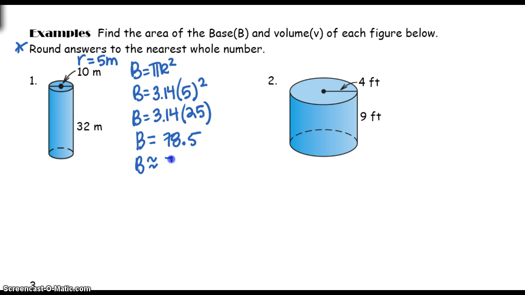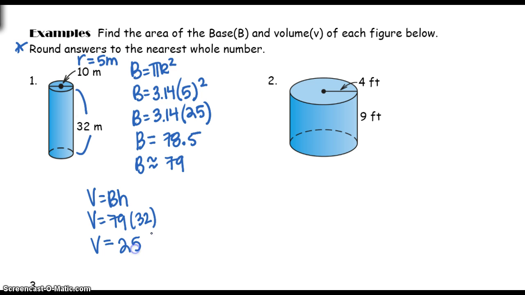Well, we've only found the area of the base, right? And they want you to find the volume. Volume is area of the base times the height. So our volume here, our base is going to be 79, and the height of our entire cylinder right here is 32. Some bigger numbers. 79 times 32, when I typed it into my calculator, was 2,528 meters cubed.